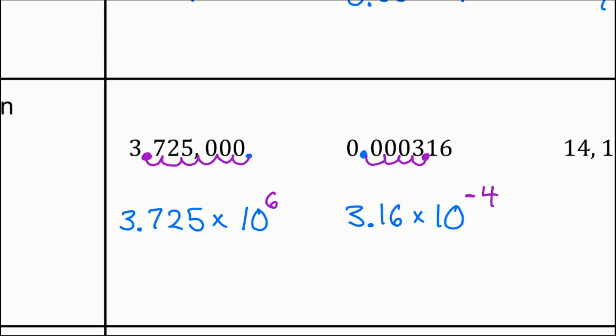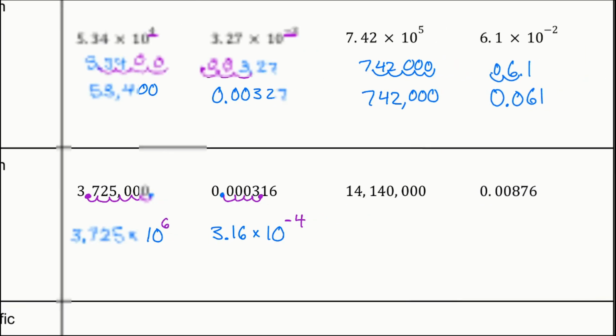Okay? Anything smaller than 1 is going to have a negative exponent in scientific notation, and anything larger than 1, I know we have 3 million, which is way large, that's going to be a positive exponent. So pause the video, try these next two, and come back and we can check it.